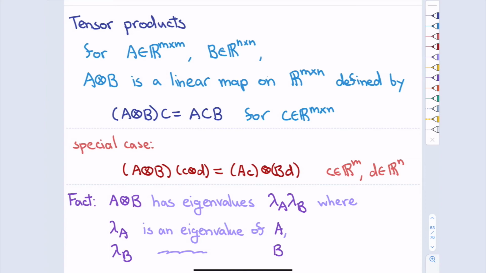Some identities to help you out: (A tensor B)(C tensor D) is AC tensor BD. But an important fact that roughly follows from this, let's say A and B are symmetric, A tensor B will have eigenvalues of the form lambda A times lambda B, where lambda A is an eigenvalue of A and lambda B is an eigenvalue of B. In particular, if the eigenvectors were X and Y, X outer product Y will be the corresponding eigenvector for A tensor B, and that roughly follows from this.